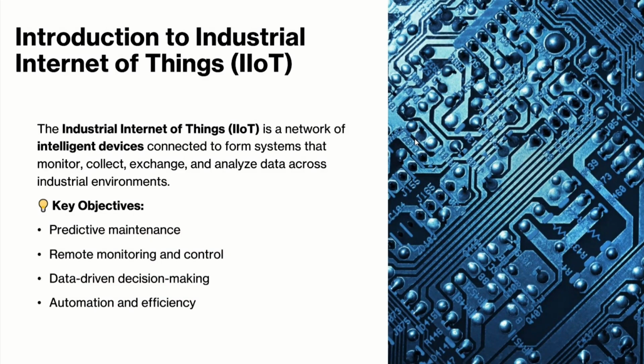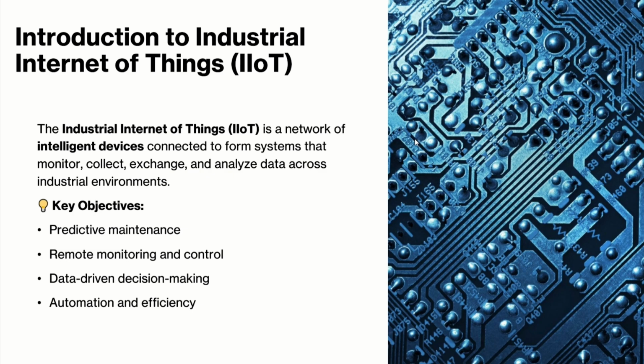Introduction to Industrial Internet of Things. Industrial Internet of Things, or IIoT, is the extension of IoT technology into industrial environments, where it is used to connect machines, sensors, and controllers to create a network that constantly monitors, collects, exchanges, and analyzes data. The key purpose of IIoT is not just connectivity, but improving the entire operation of an industrial process. In a factory, IIoT devices might be attached to critical equipment like pumps, motors, and conveyors, continuously measuring parameters such as temperature, vibration, and pressure.